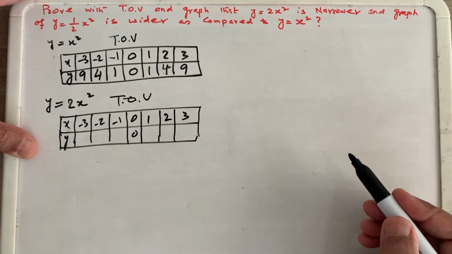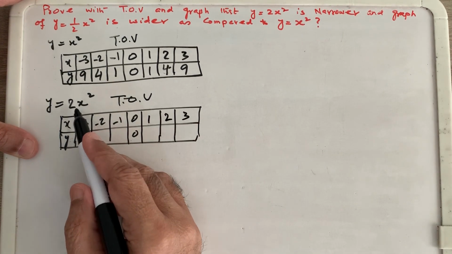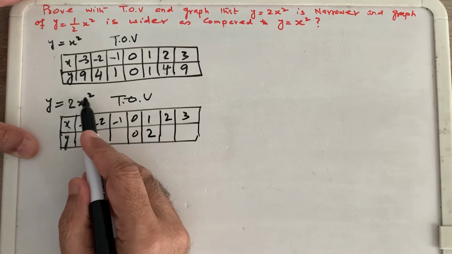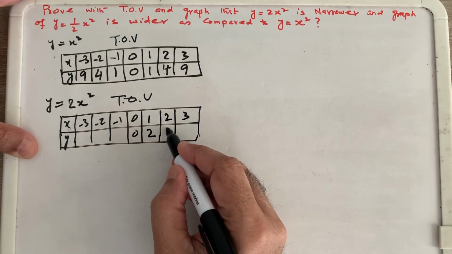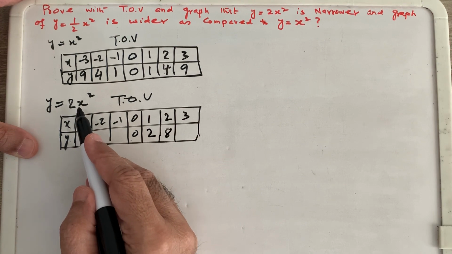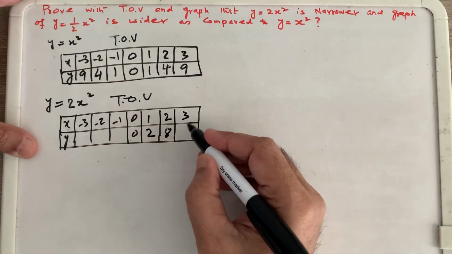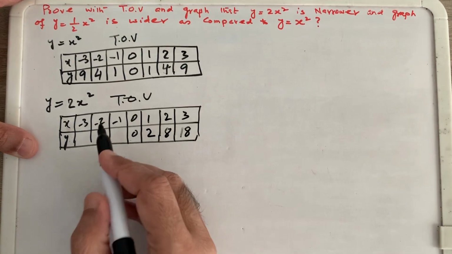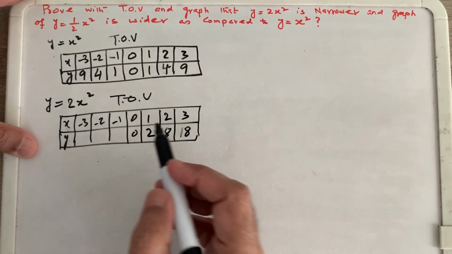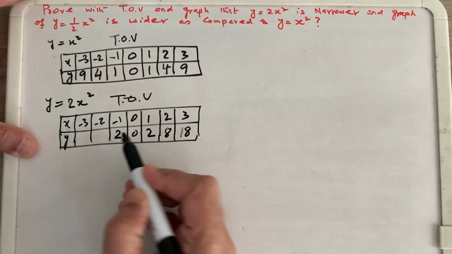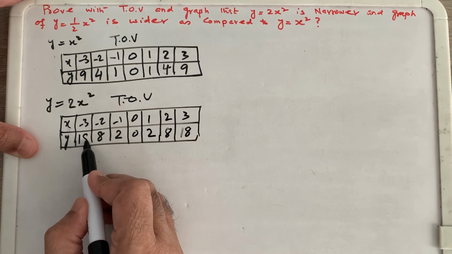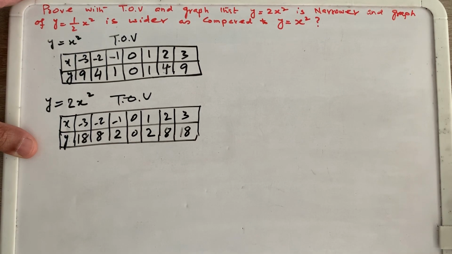Now, when we calculate y, if we put 1, 1 whole squared is 1, times 2 is 2. When we put 2, 2 whole squared is 4, 4 times 2 is 8. And then 3, 3 whole squared is 9, 9 times 2 is 18. When you put negative values, it will repeat these values because a square makes it positive again. So you have 2, 8, and 18. So you have another table for y = 2x².